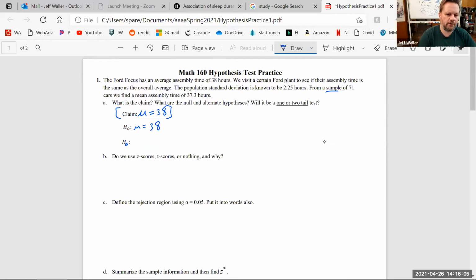Does anyone have a clue what the HA is going to be now? Mean not equal to 38? Good. It's got to be the opposite of the HO. So the HA is not equal to. So this is finally an example of how many tail test will this be?